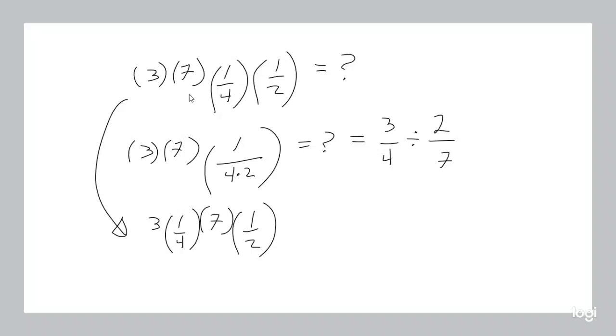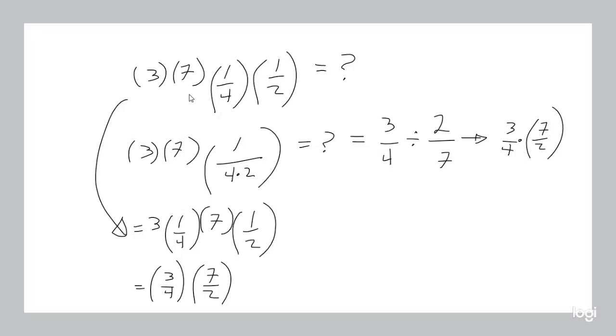Or 3 over 4 times 7 over 2. Which is what will happen if you take this, turn it to a multiplication, and turn the second fraction upside down. You end up with that same answer, 35 over 8. That's where that division rule comes from.